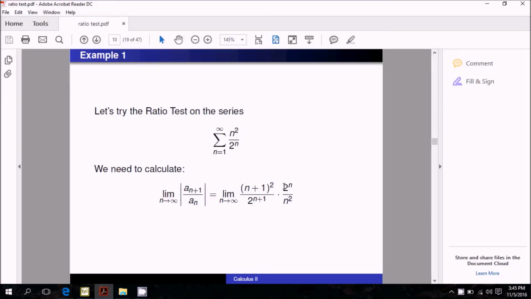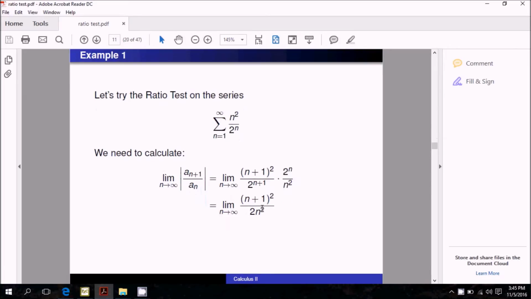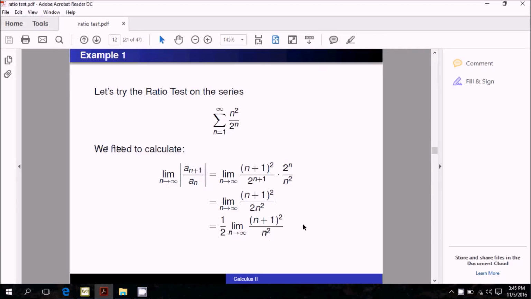Now we can do a little simplification here. These 2's, there will be some cancellation. There's n factors of 2 in the numerator, n plus 1 in the denominator. And so when we cancel, there's only going to be 1 2 left in the denominator. Now that 2 is a constant, so it can come outside of the limit. And of course it comes out as a 1/2 since the 2 was in the denominator.